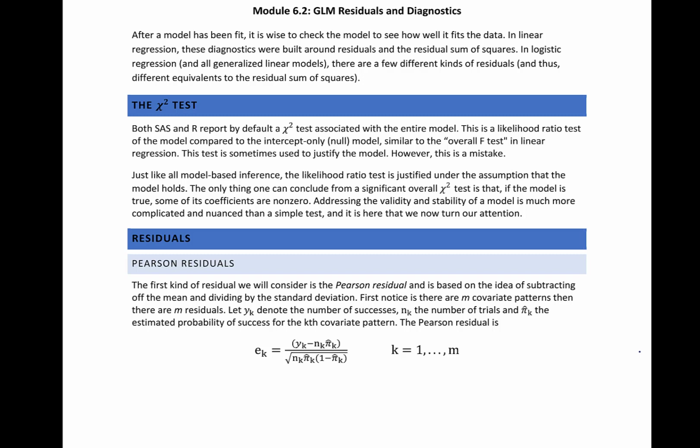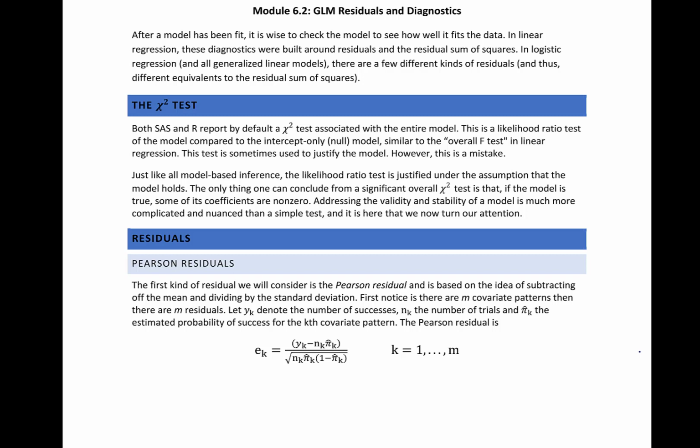Just a starting note here: both SAS and R report by default a chi-square test associated with the entire model. This is a likelihood ratio test of the model compared to the intercept-only null model, similar to the overall F test in linear regression. The test is sometimes used to justify the model, however, this is a mistake. If you'll remember, we talked about the model utility test before in 681, and really what we were doing in that test is looking at a hypothesis test to see whether or not we had evidence that any of the coefficients were non-zero.